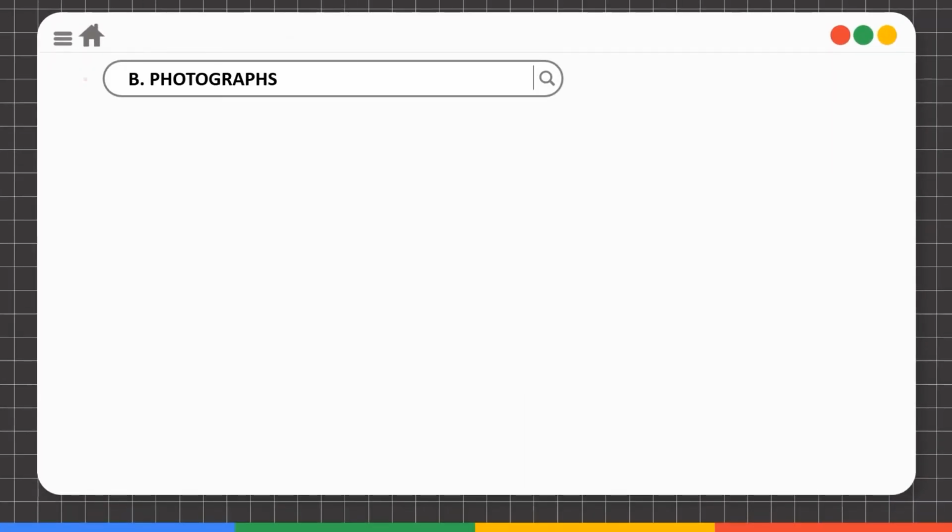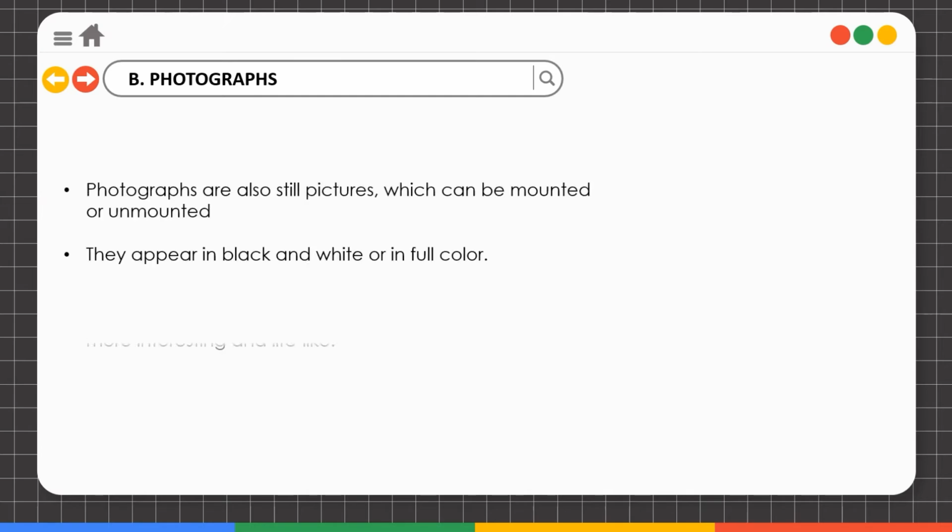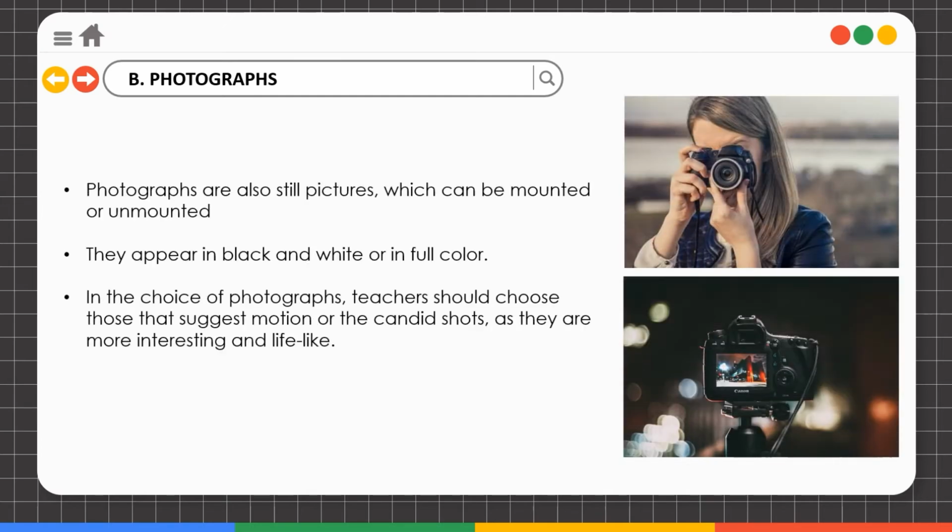The second type of pictorial media is photographs. The word photograph is derived from the Greek words photos, meaning light, and graph, meaning drawing, or drawing with light. Photographs are pictures captured or taken using a camera. Photographs are also still pictures, which means hindi gumagalaw.